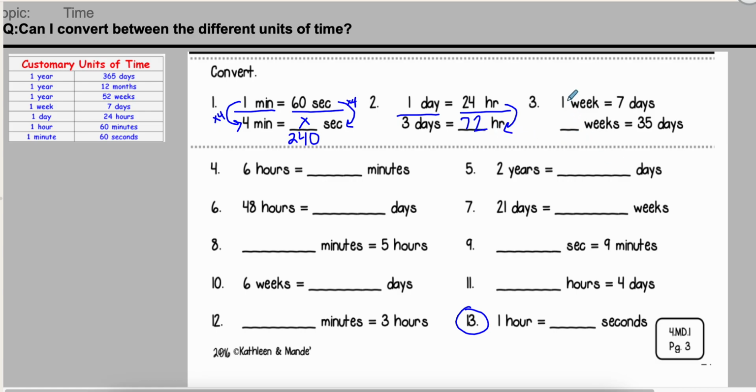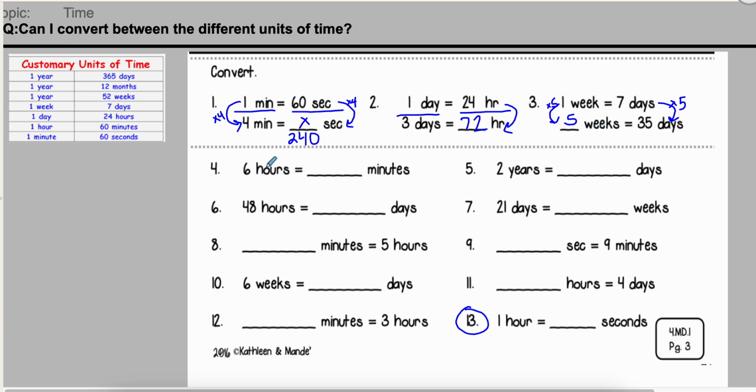Last but not least, this one is comparing 1 week that has 7 days in it. And it says, if I had 7 days, how do I get up to 35 days? Well, I know that 7 times 5 is 35. I'm going to do the same thing to the other side. 1 week times 5 gives me 1 times 5 is 5. 5 weeks is the same as 35 days. So what happens in these remaining questions when I don't have it neatly set up like this? Well, you set it up yourself.